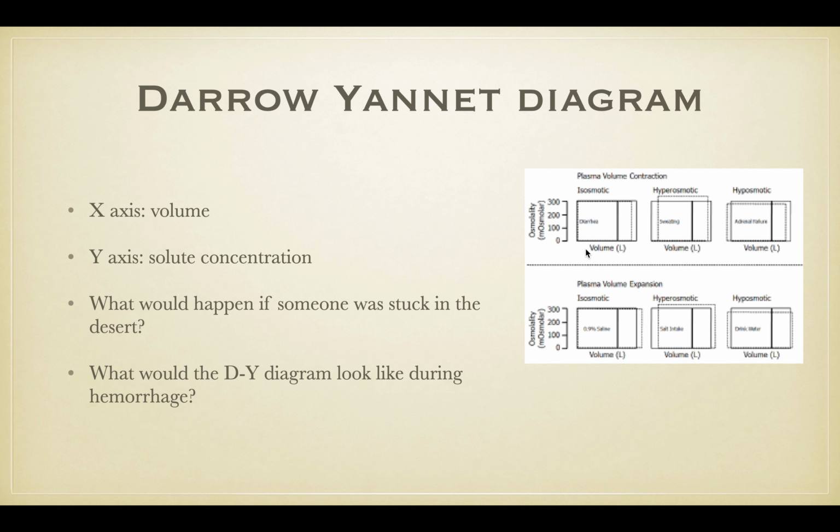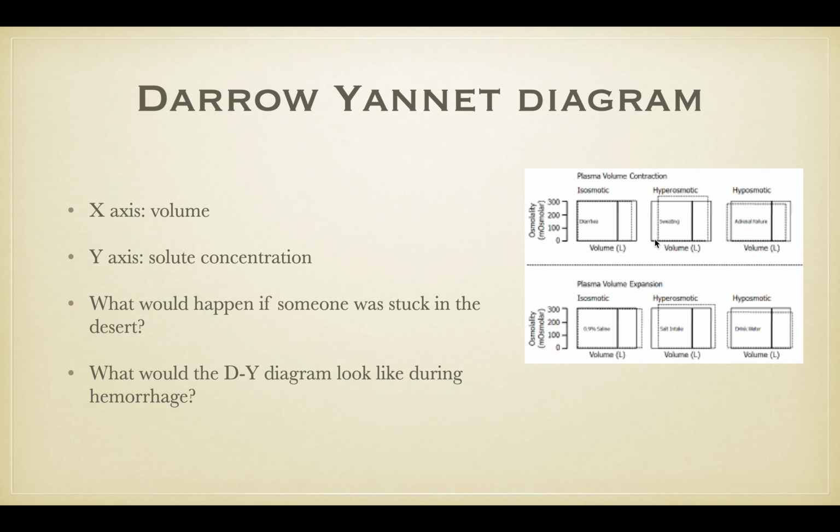So isoosmotic is normal, and if you were stuck in the desert, you'd be sweating, so your blood volume would be down, but your solution would be higher, so it would be the hyperosmotic. So the volume would decrease, so the bars would go inwards, while the solute concentration would increase, so this box will go up, so it gets narrower and goes up.